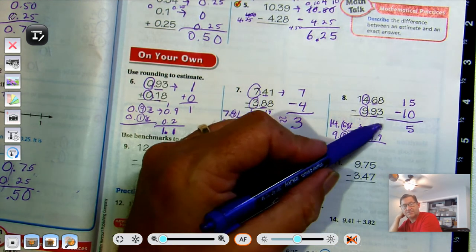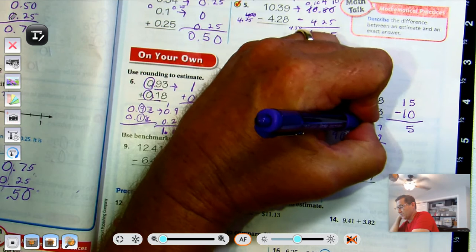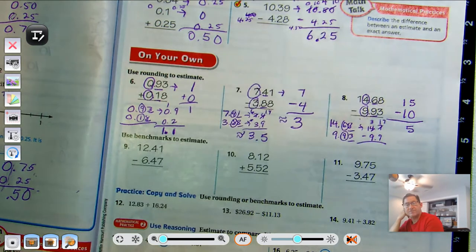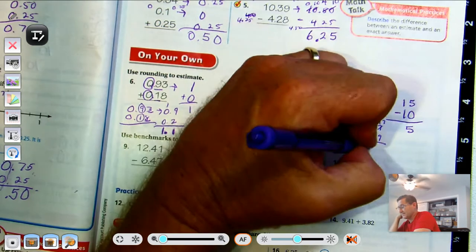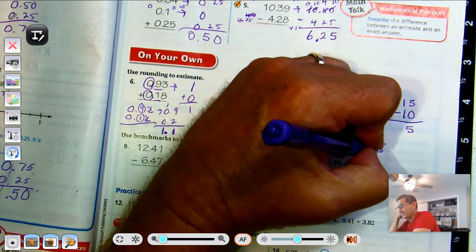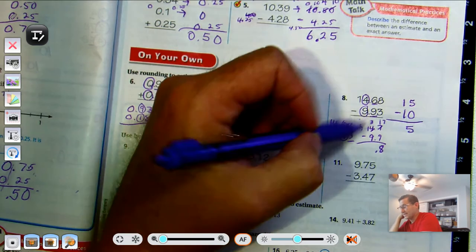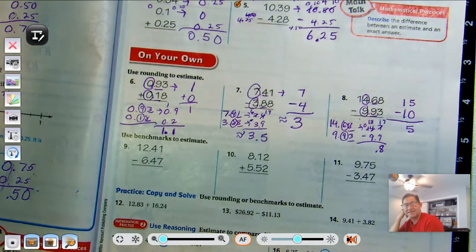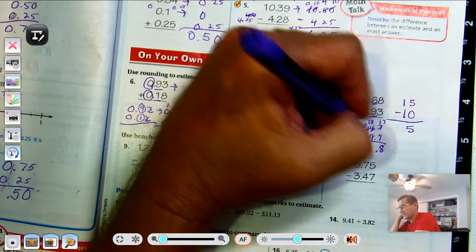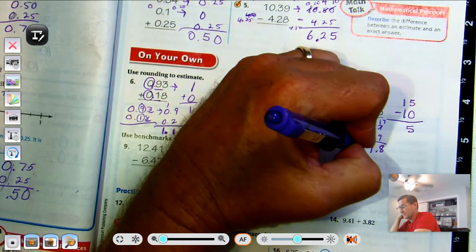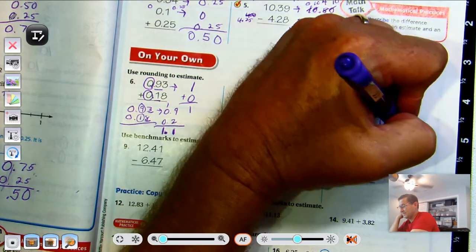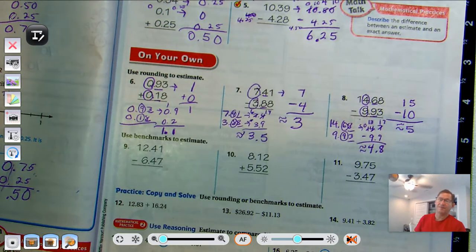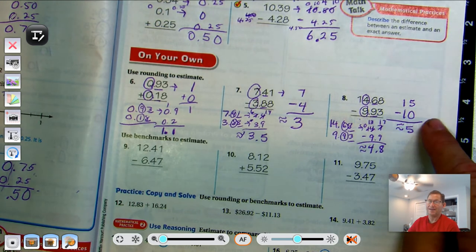You can't take 9/10ths from 7/10ths, so we still have to regroup and give 10/10ths from the 1. 17/10ths take away 9/10ths is 8/10ths. You can't take 9 ones from 3 ones, so we exchange one of the 10s for 10 ones. 13 take away 9 is 4. So 4 and 8/10ths, or about 5. Which one was the quickest one to do? The 15 take away 10.